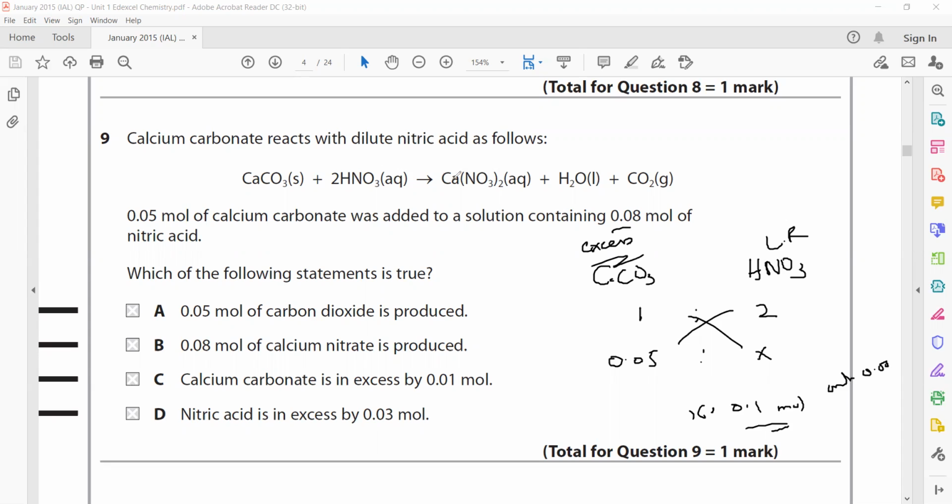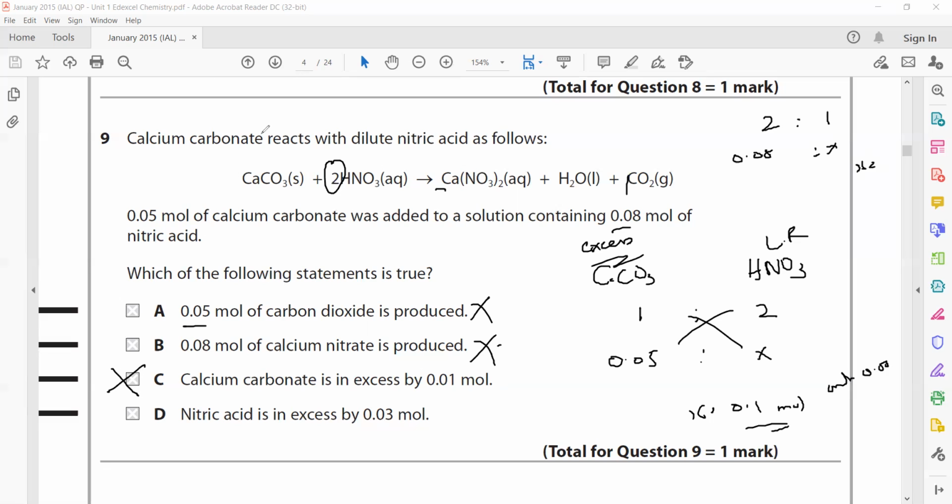So whenever we are finding a product, we always find it from the limiting reagent. So 0.05 moles of carbon dioxide produced? That's wrong because the ratio is 2:1. So 0.08 will be X, cross multiply, so we will get 0.04. This is not correct. 0.08 moles of calcium nitrate will be there? Again, that is also wrong. The ratio is 2:1. Calcium carbonate is in excess. That's true, calcium carbonate is the excess reagent.